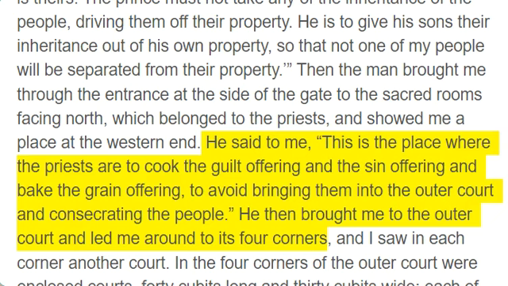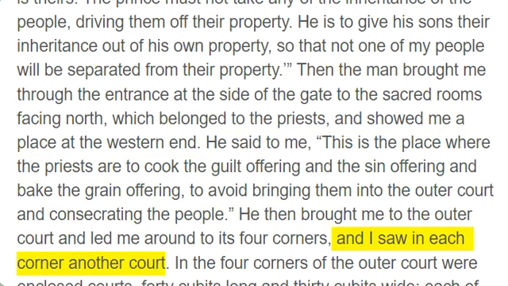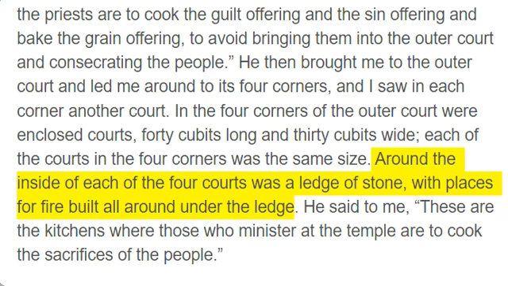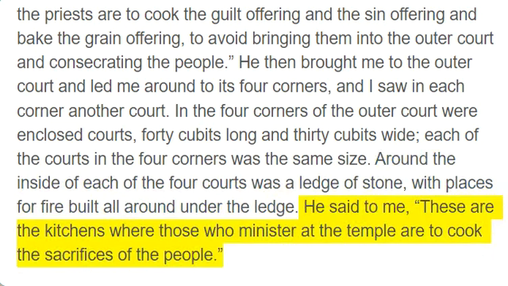He then brought me to the outer court and led me around to its 4 corners. And I saw in each corner another court. In the 4 corners of the outer court were enclosed courts, 40 cubits long and 30 cubits wide, each of the courts in the 4 corners was the same size. Around the inside of each of the 4 courts was a ledge of stone, with places for fire built all around under the ledge. He said to me, "These are the kitchens where those who minister at the temple are to cook the sacrifices of the people."